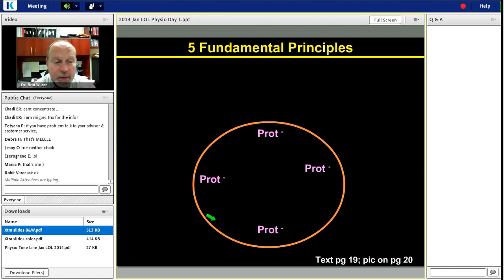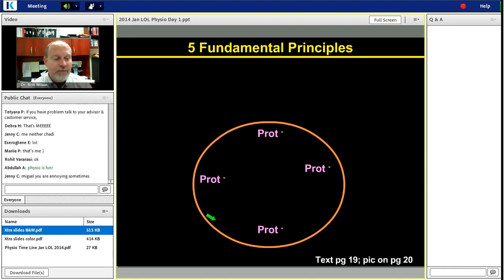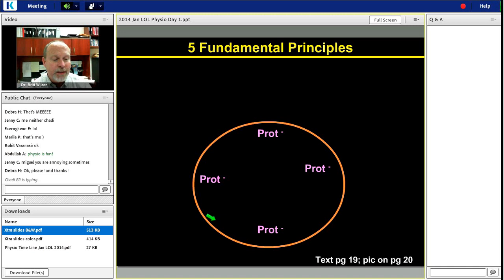5 fundamental principles that we're going to own. And once we own those, yeah, it's totally fun. It is totally fun. Okay? All right. So, the picture on this is on page 20. The text will be on page 19.